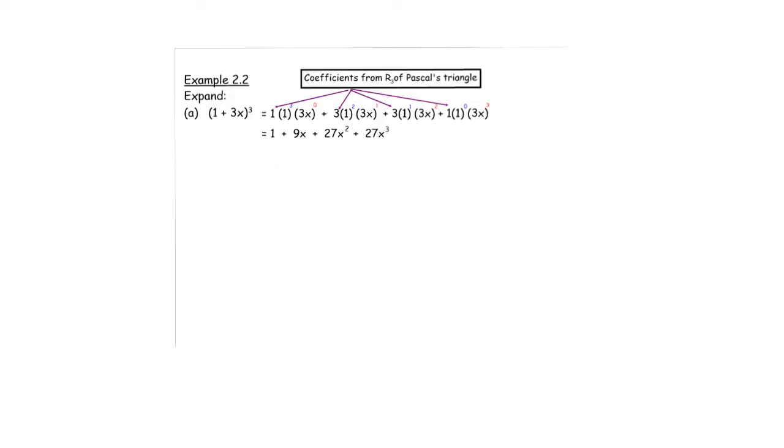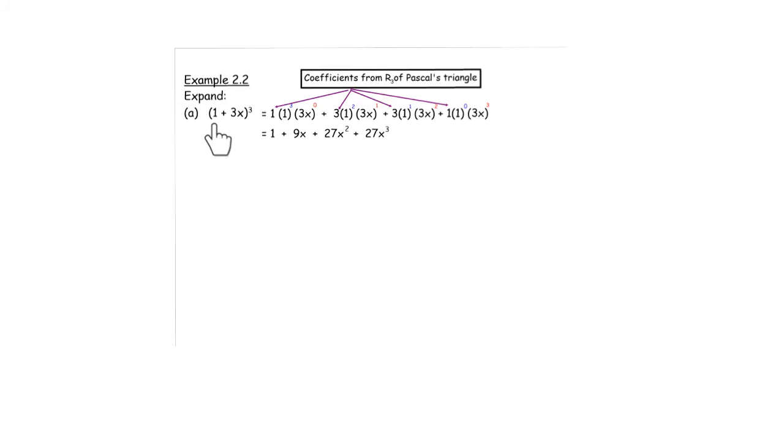So here's an example. Say we were going to do (1 + 3x) to the power of 3. Well, first of all, we need to get the coefficients. So it's to the power of 3. So the third line of Pascal's triangle, row 3 of Pascal's triangle, is 1, 3, 3, 1. So that's where 1, 3, 3, and 1 have come from.